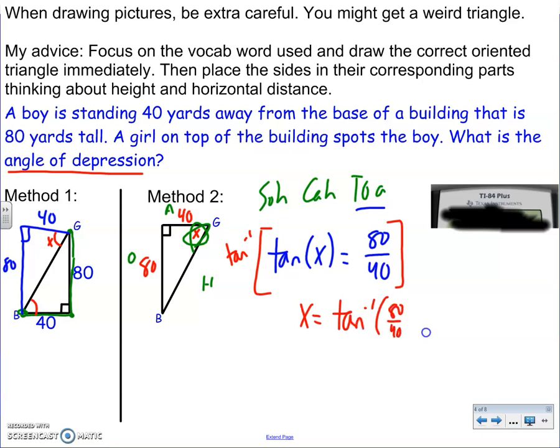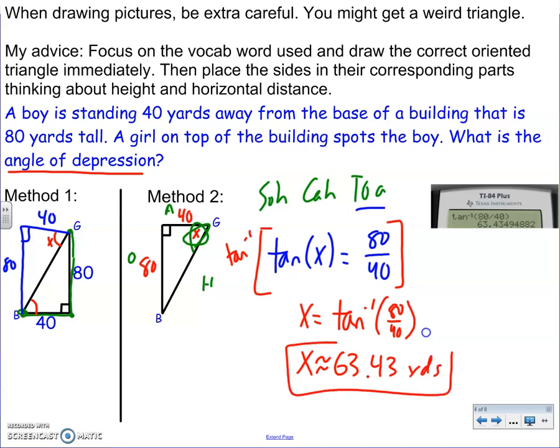You could reduce. Maybe you have no calculator, that's your exact answer, but most of the time they want the decimal rounded approximation. So I type in the calculator, tan inverse of 80 over 40 is approximately 63, we'll do around hundredths place. So 2 decimals, so 63.43, because that third 4 doesn't do anything. And the units here are yards. Not yards, degrees, sorry. Alright, there's that. So she's looking down at a 63.43 degree angle. Or you can also say if the boy's looking at her, he's looking up at a 63.43 degree angle of elevation.